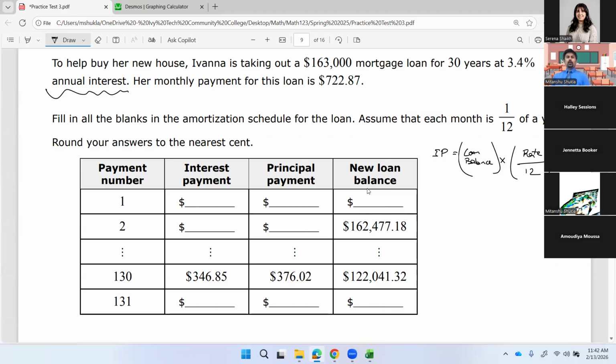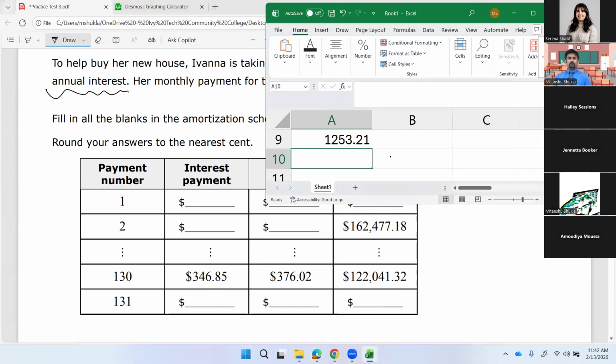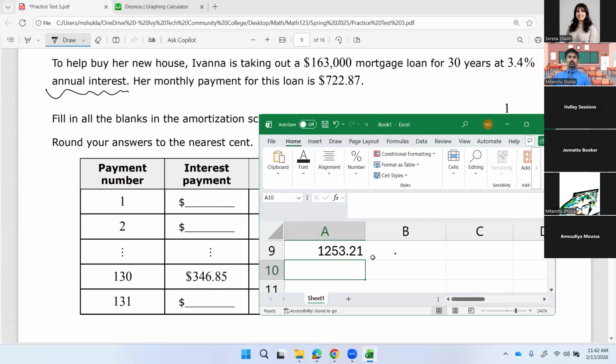So my loan balance is 163,000 times my rate divided by 12. My rate is 3.4%, which is going to give me 0.034 divided by 12. This gives me $461.83.